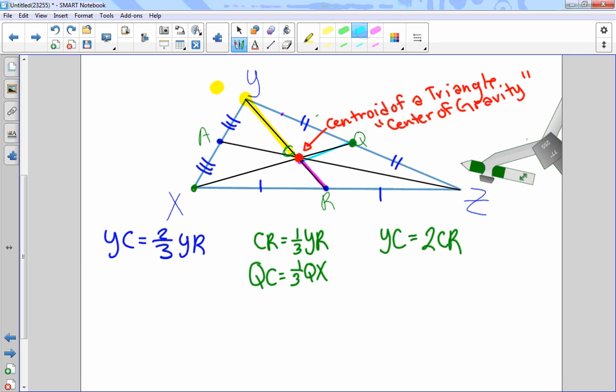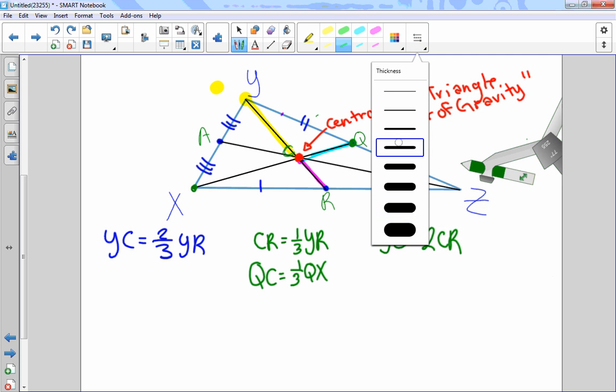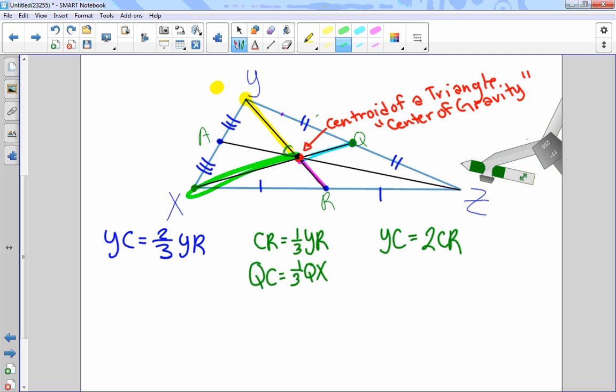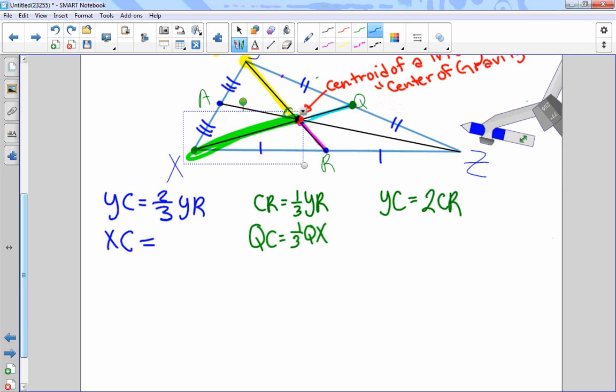versus, that was that one. I'll do green now. Versus X to C, C to X. That's the longer segment. So what's the relationship to the whole segment? This guy is 1/3, so this guy has to be 2/3. So X to C, or CX maybe a better way to say that, is 2/3 of X to Q.